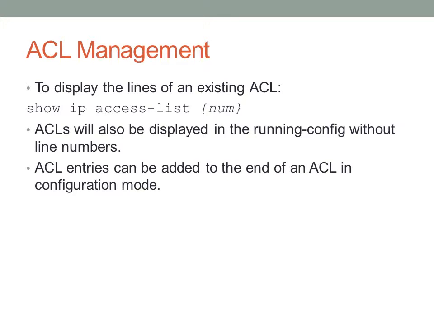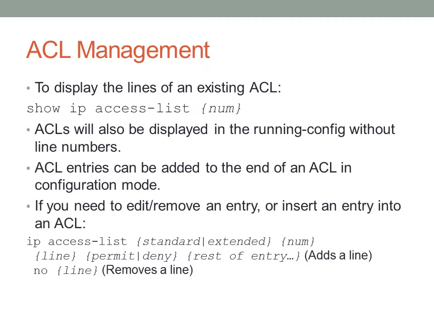Access list entries can be added to the end of an access list in global config mode. But if you want to insert an entry into the middle of an access list, or remove an entry from an access list, you have to enter access list configuration mode. To do this in global config mode, you would specify the access list, for example, ip access-list standard 1.